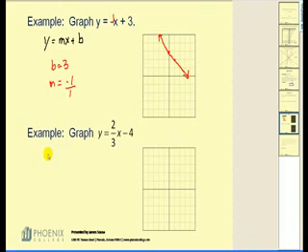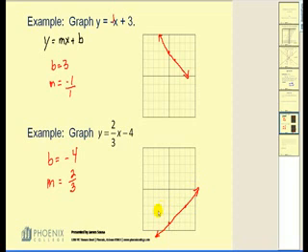Let's try another. What would our y-intercept be? Our y-intercept is negative 4. Our slope of this line is positive 2/3. We plot the y-intercept, use the slope to find additional points, up 2, right 3. Our line passes through those 2 points. That's how we graph lines in slope-intercept form.